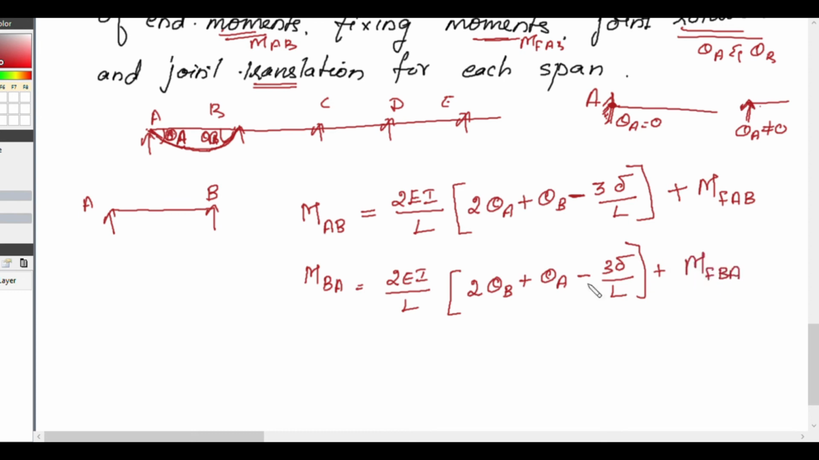MFBA. Okay, so this is called the slope deflection equation or slope deformation equation because this equation consists of slope and deformation. So this becomes your equation number 1, this becomes your equation number 2, and it goes on like that for every span. Now you have to consider span BC. So for BC you have to find MBC and MCB, it goes on.